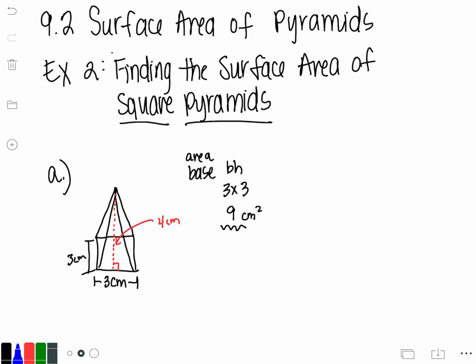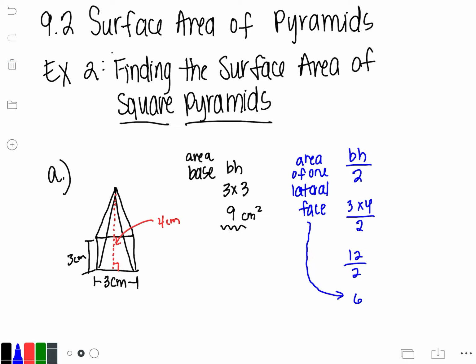I'm going to change my color. So area of one lateral face. And so lateral faces on pyramids are always triangles. So you'll have base times height divided by 2 because it's a triangle. So for one lateral face, you have a base of 3. You have a height of 4. 3 times 4 is 12. And 12 divided by 2 is 6. So the area of one lateral face is 6 square centimeters.